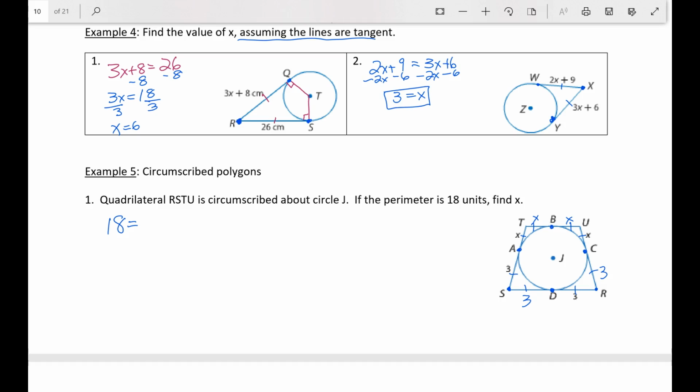So what we could say is that since we know that the quadrilateral has a perimeter of 18 units, and to calculate the perimeter, all I need to do is add everything up. So I would have, let's see, 1, 2, 3, 4 x's. All right, I've got 1, 2, 3, 4 3's.